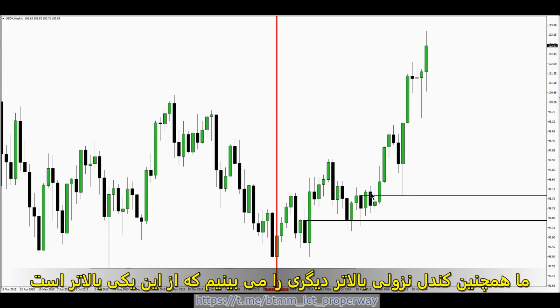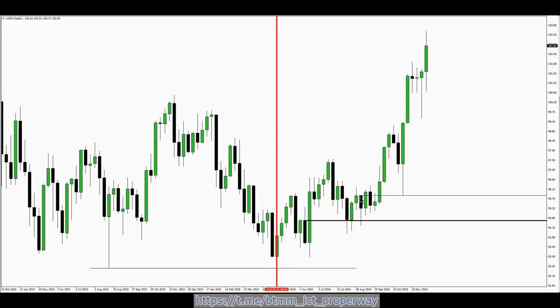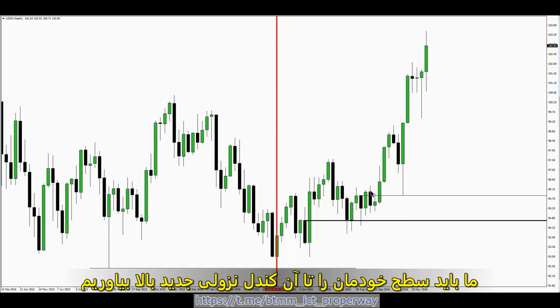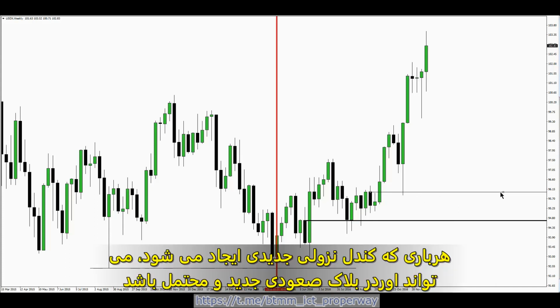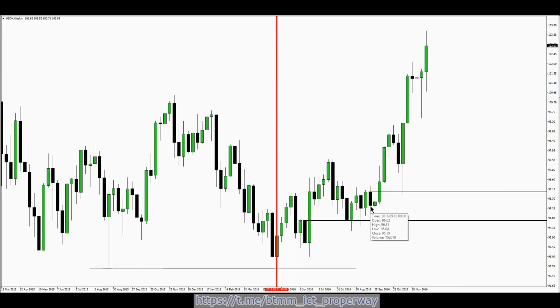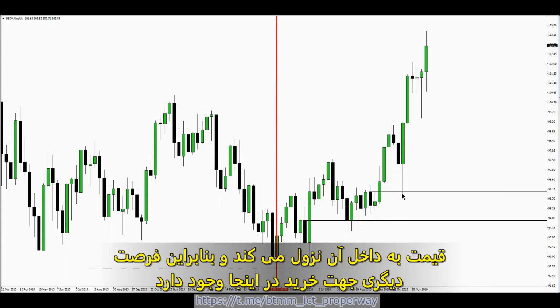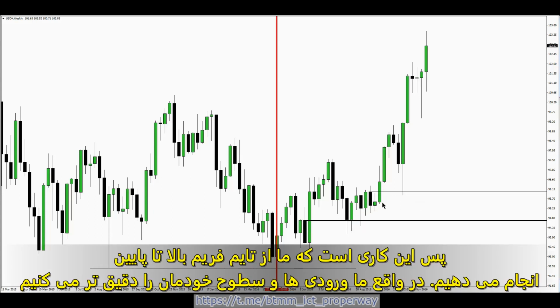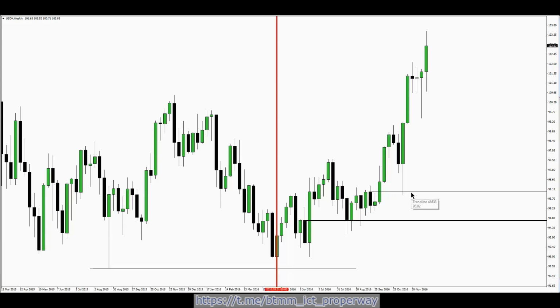We also see another higher down candle that's higher than this one. We have to move our level up to that new down candle. Every time it creates a new down candle, that's going to be the new potential bullish order block. Price trades down into it here, so there's another opportunity to be a buyer here. So that's what we do from a higher time frame to a lower time frame. We refine our entries and our levels with this in mind.